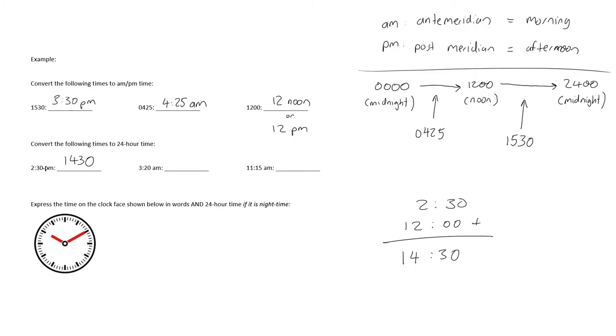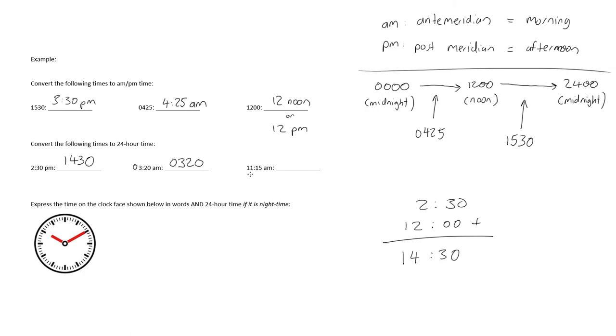Okay, now that only works for PM times. When it's an AM time, okay, we don't add 12 hours. All you have to do when it's an AM is you just have to put a zero first. So 0320, okay, we're just putting a little zero here. That works for AMs.